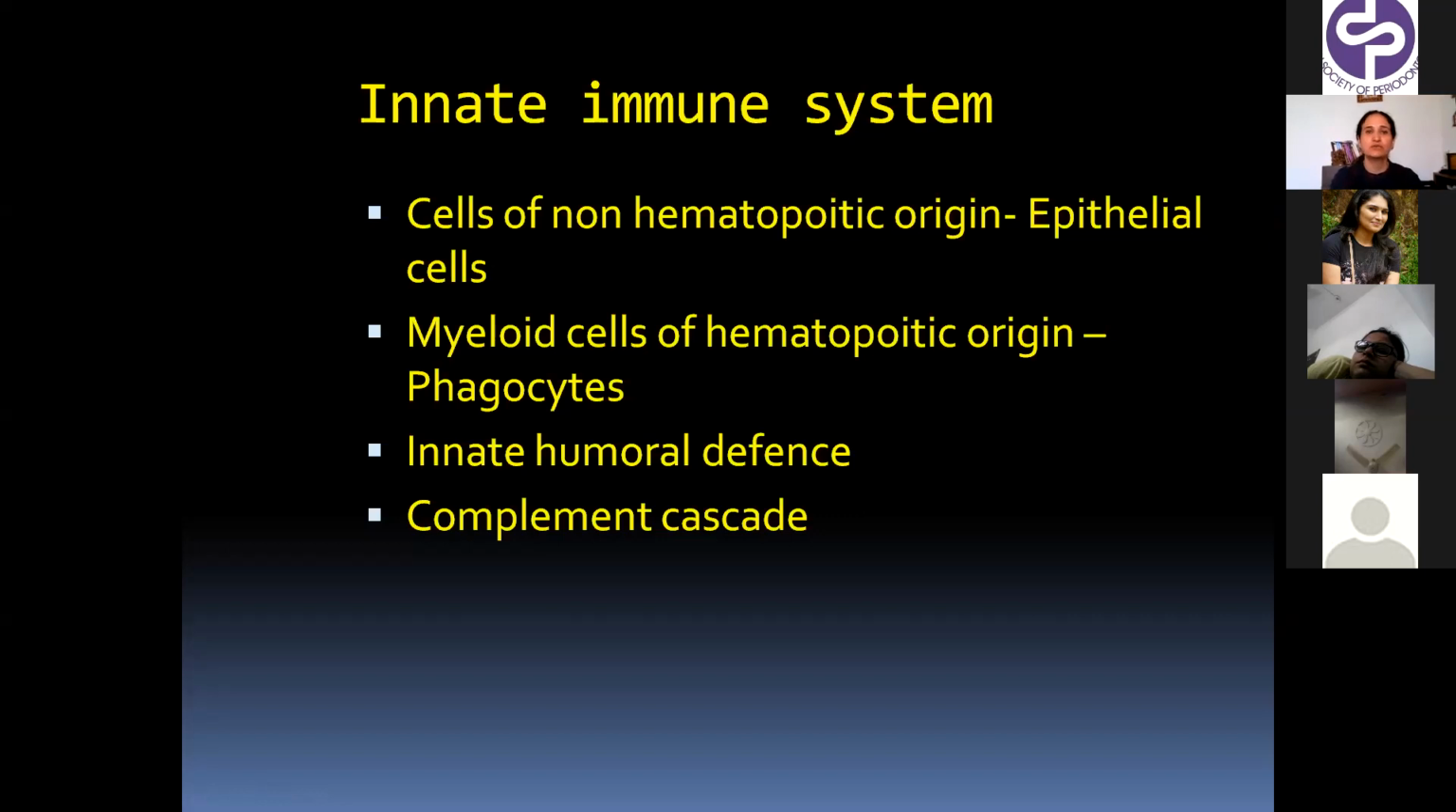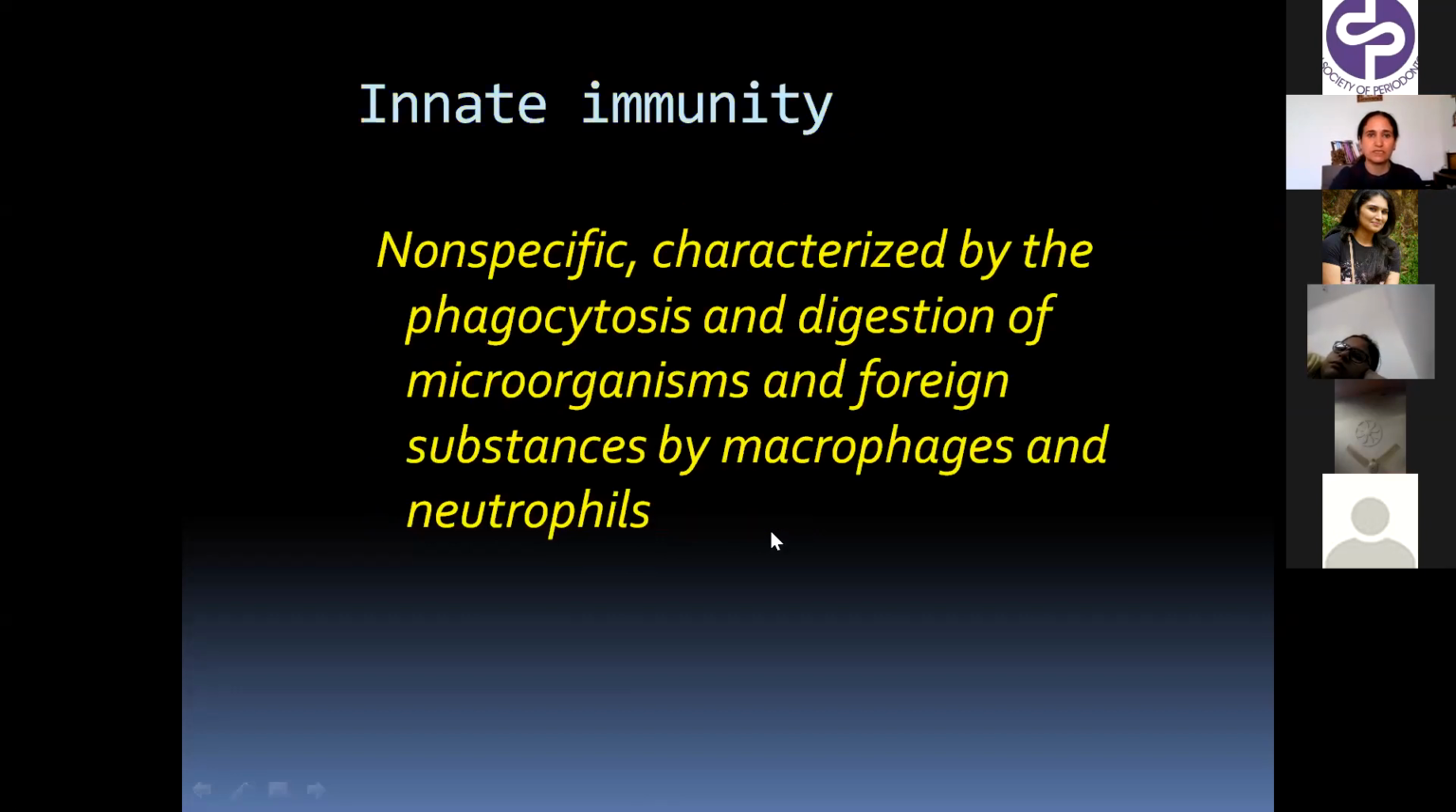So what are innate immune cells? They are the cells of non-hematopoietic origin. That is epithelial cells. That is the first line of barrier, what I was showing you in the last slide. Of the myeloid cells, that is phagocytes, those are the macrophages and the dendritic cells, innate humoral defense and complement cascade. We'll study these one by one.